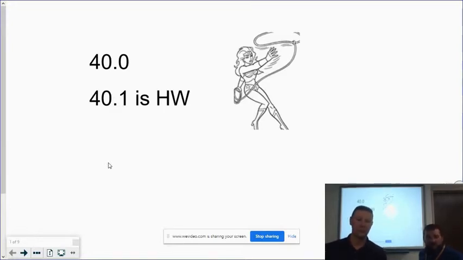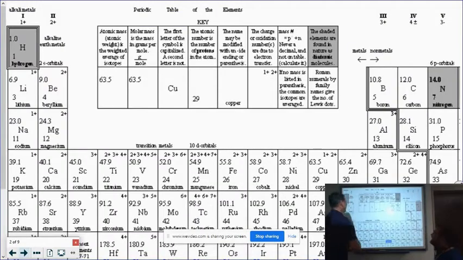You'll also need, obviously, the 40s worksheet. It'll be a pretty quick video. We'll go through a couple examples and then you'll have some homework for tomorrow.